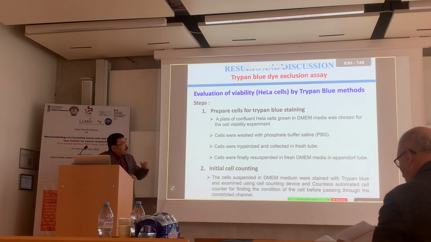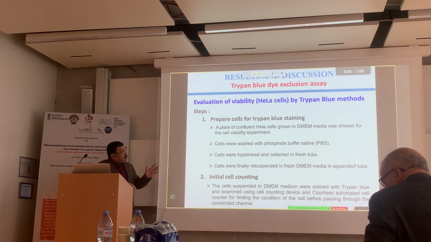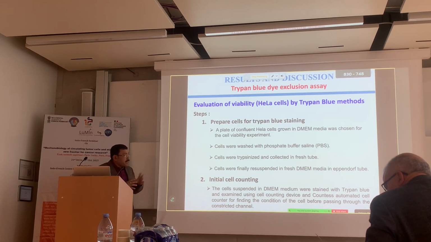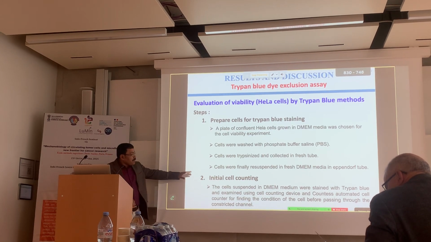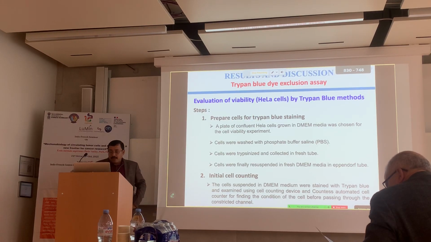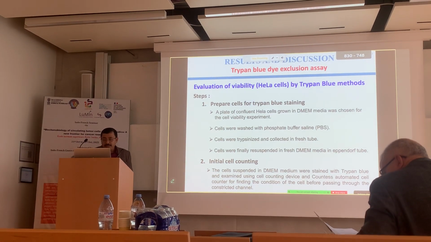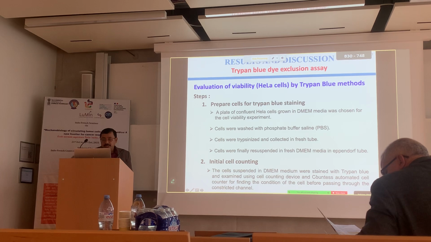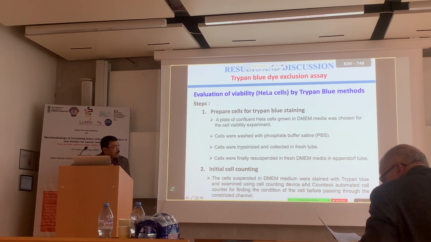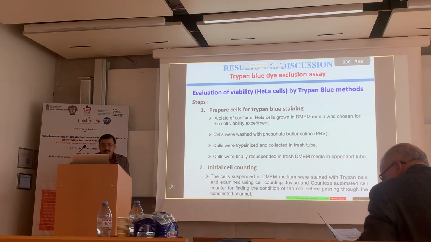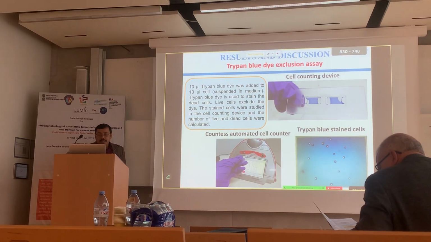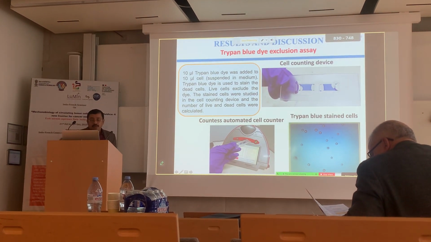Then cells were finally suspended in fresh media so that they can grow again. So we then use a cell counting machine known as the Countess automated cell counter in the BSB department, and we actually did this study.